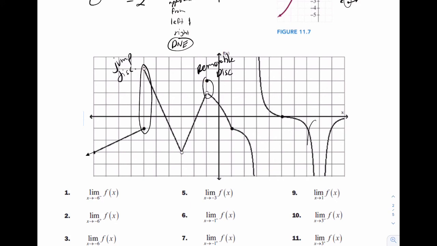Right here we have something interesting. This one and this one. These are called infinite discontinuities, and that's because they're going off to infinity.